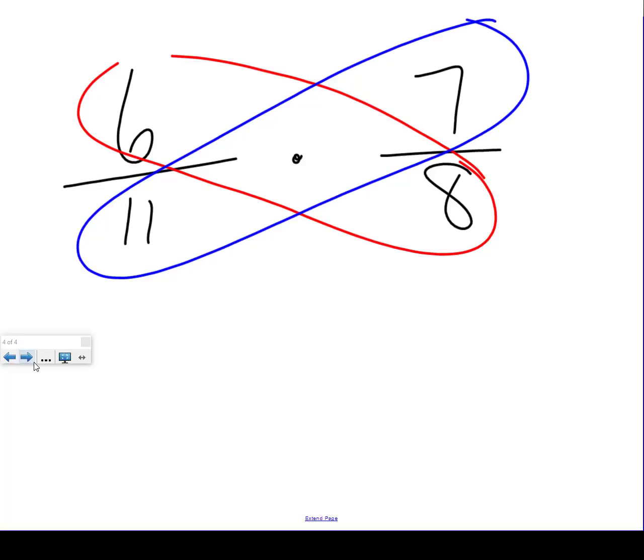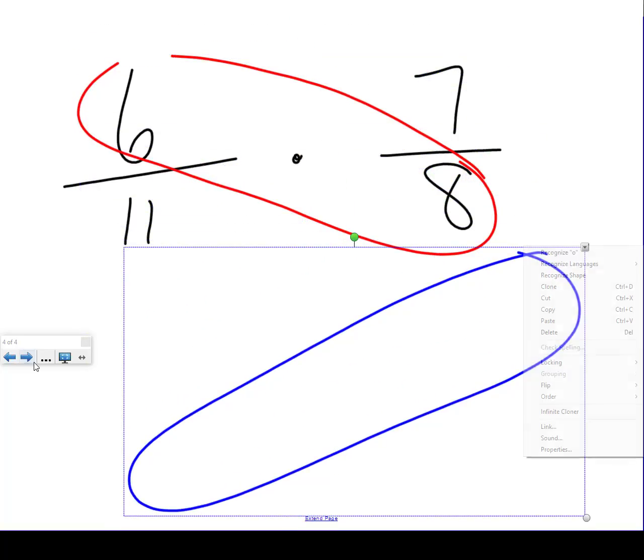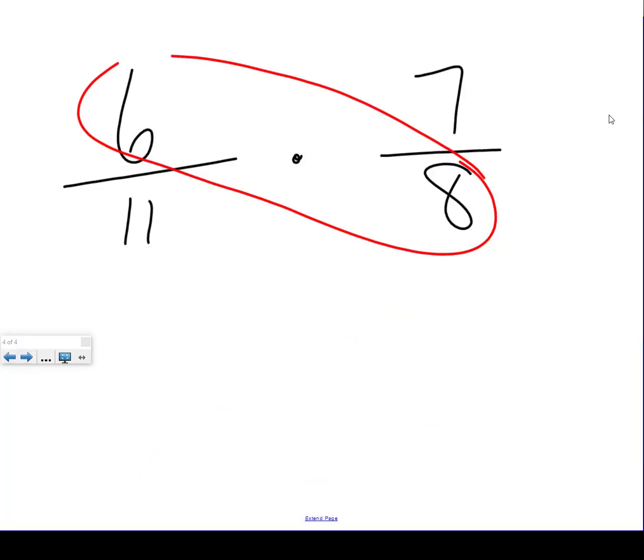So let's look at the blue one first. Is there a number that divides evenly into 7 and 11 in that blue diagonal? Well, 7 and 11 are both prime numbers, so that means that nothing will go into either of them to simplify those. So I'm going to move this blue diagonal out of the way. Now we've got the red one only. Inside that red diagonal, I see 6 and 8. Is there a number that goes evenly into 6 and into 8? And the answer is yes. They can both be divided by 2.